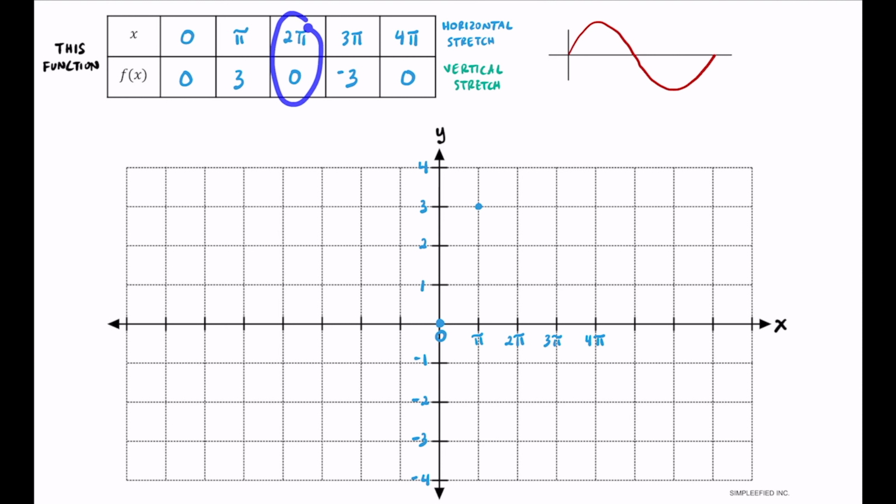2 pi, 0 is next. That's going to be to the right 2 pi, and it's going to be on the x-axis. 3 pi, -3, it's going to go to the right 3 pi and then down to -3. And then finally we have this 4 pi, 0, so to the right 4 pi and then stay on the x-axis. So this is going to be one period of our function, and this is going to be a rough sketch of this curve.